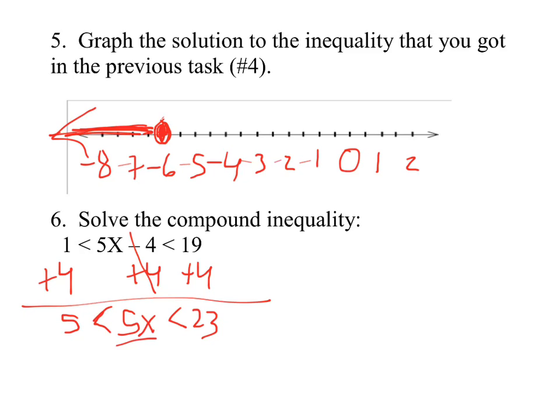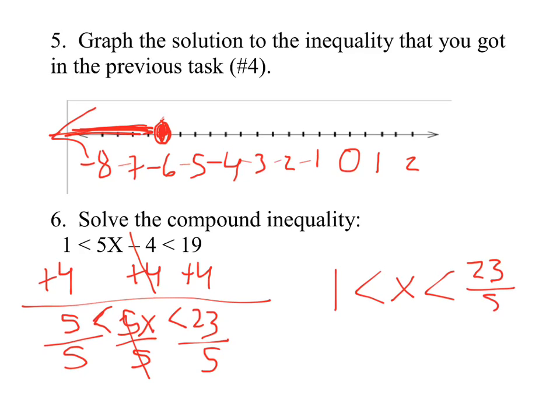And now we need to get rid of that 5 in front of the x by dividing by 5, because 5 in front is times, so do the opposite, which is divide by 5. And you do that to all the sides at once. Left side, you'll get 1. 5 divided by 5 is 1. In the middle, you'll just have x, because the 5's will cancel out. And on the right side, you're going to have 23/5. And that's okay. You can have a fraction.